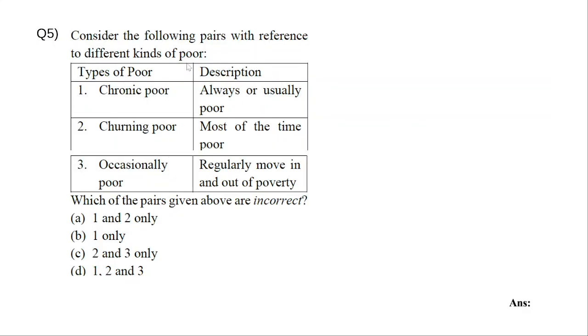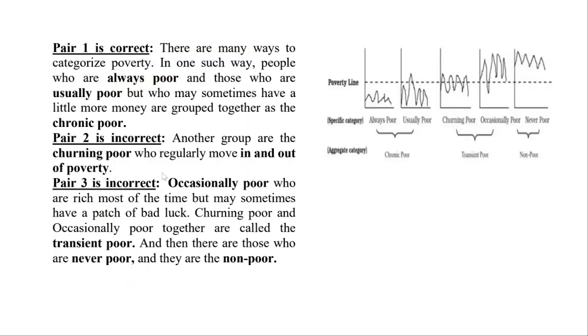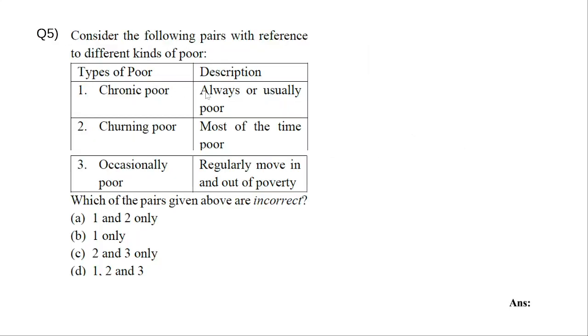Consider the following case with reference to different kinds of poor. These are the types: chronic poor, churning poor, and occasionally poor. There are many ways to categorize poverty. In one such way, people who are always poor and those who are usually poor, but who may sometimes have a little more money, are grouped together as the chronic poor. Chronic means which happens frequently. So people who are always or usually poor are called chronic poor.